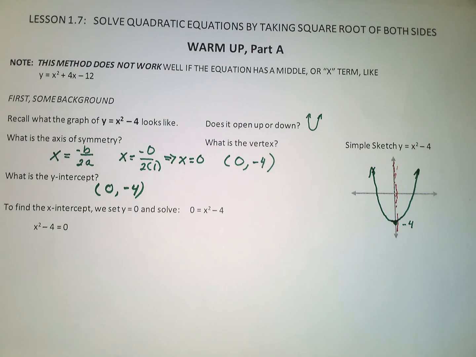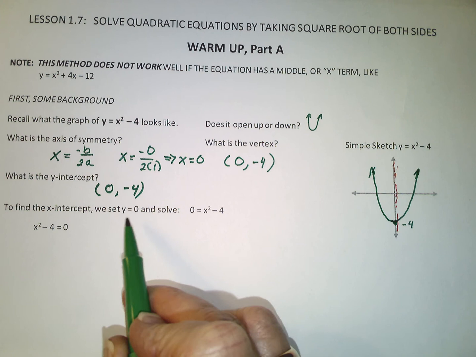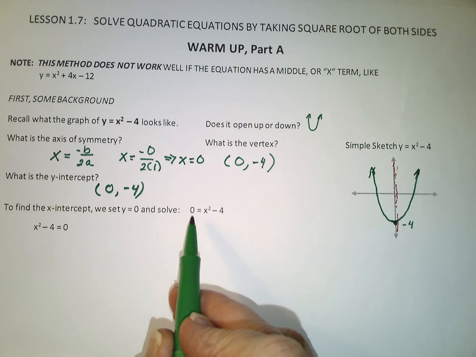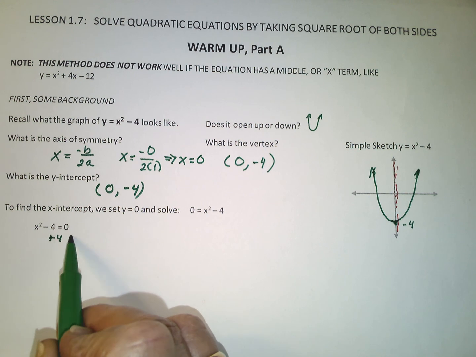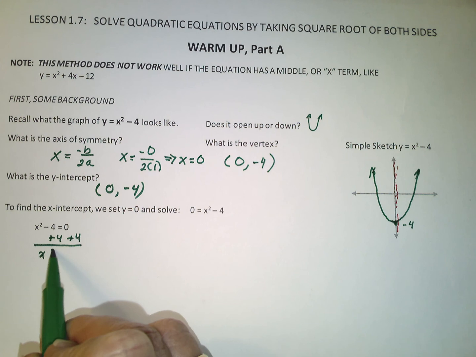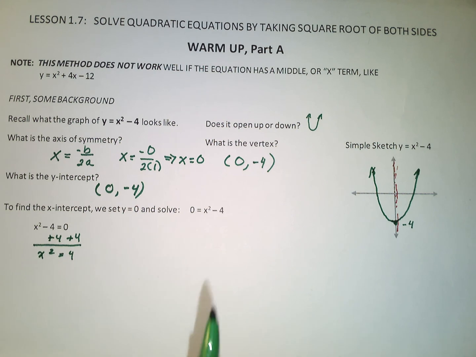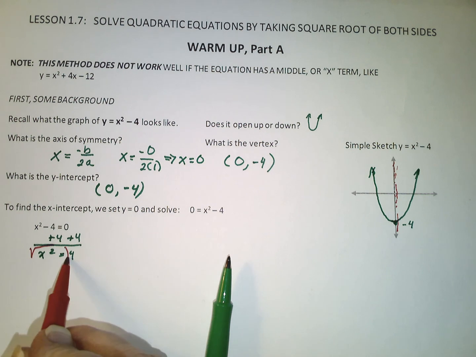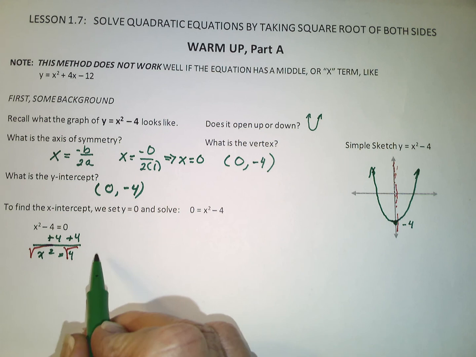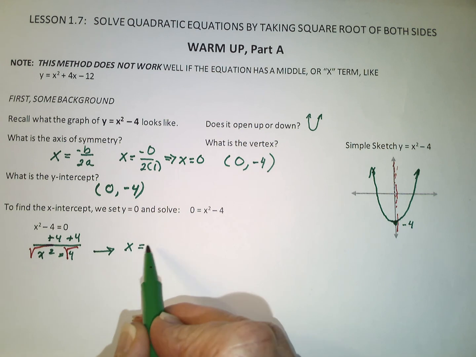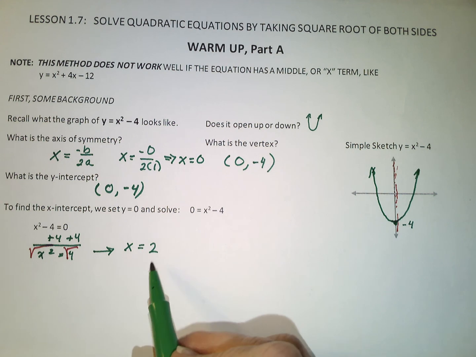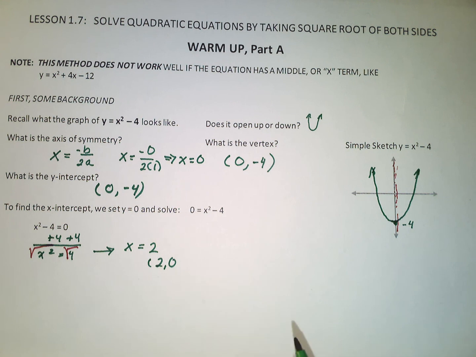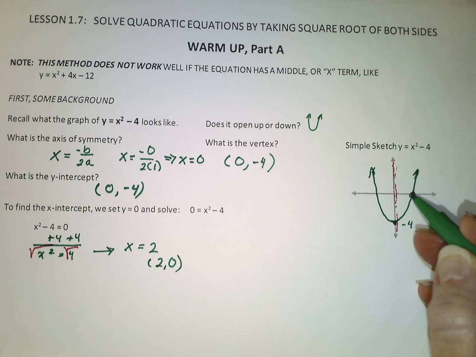Oh, we didn't get the x-intercepts. Well, the x-intercept happens when y is 0. And I turned it around because that makes me happier. We could add 4 to both sides. And then we could take the square root of both sides. And we get that x equals 2. And since this was the x-intercept when y is 0, that would be the point 2, 0. So there we are.